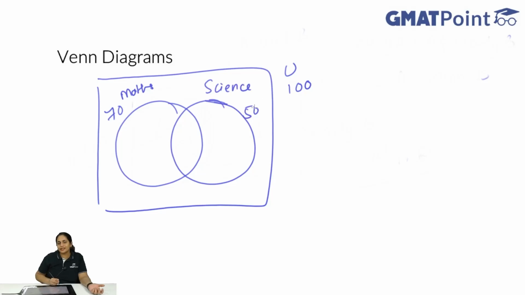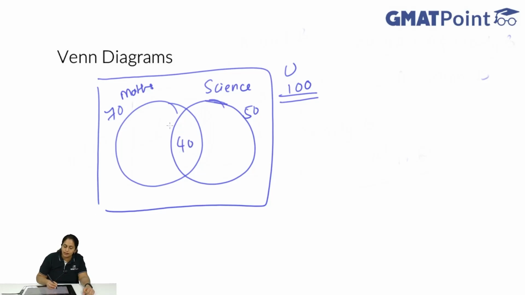So I am representing the universal set, which is the set of all possible students. There are only 100 students, so that is the universal set. Of these 100 students, 70 study maths. Of these 100 students, 50 study science. Now we can infer that clearly some who study maths also study science, because the sum of maths and science is 120, which is greater than the number of students. So therefore there is definitely an overlap of students who study both maths and science. So suppose 40 students study both maths and science.